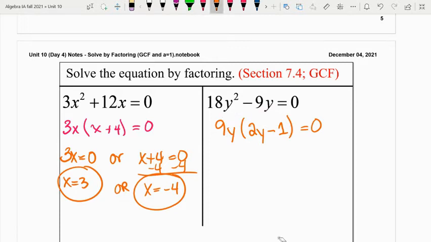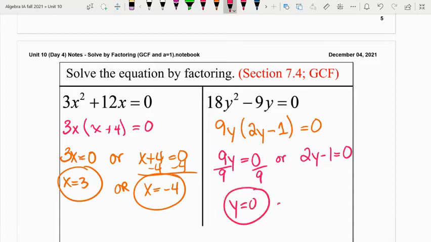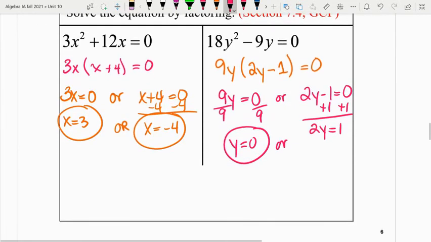And then set each to 0. So you're at 9y equals 0, or 2y minus 1 equals 0. So divide by 9. One solution is y equals 0. Next one, add 1 to both sides. So 2y equals 1. Divide by 2. So y equals a half.